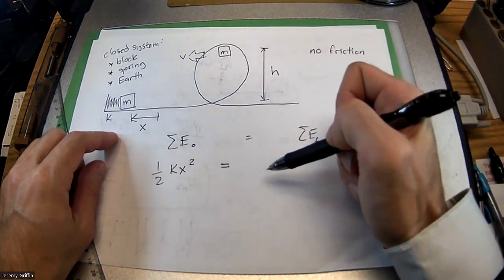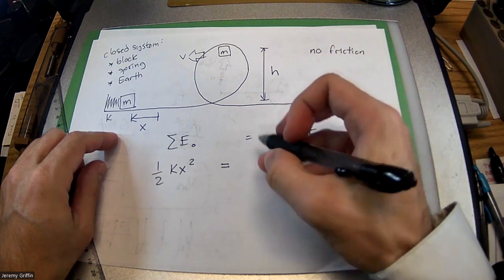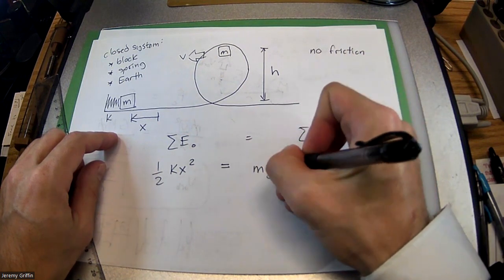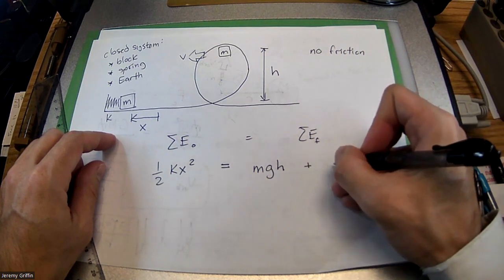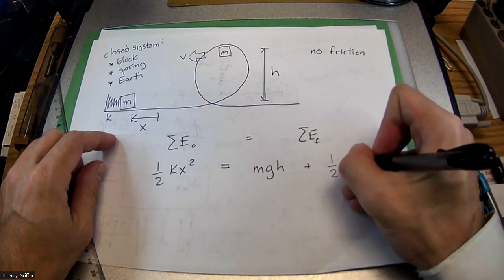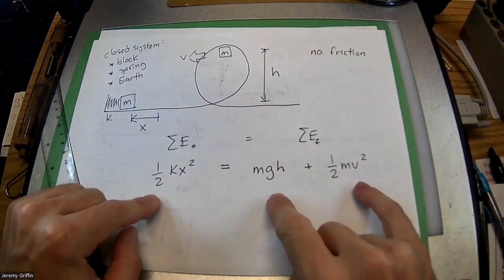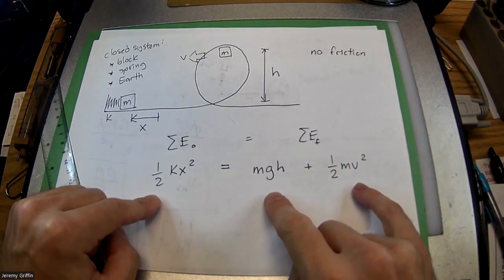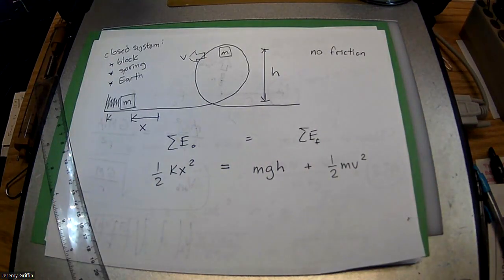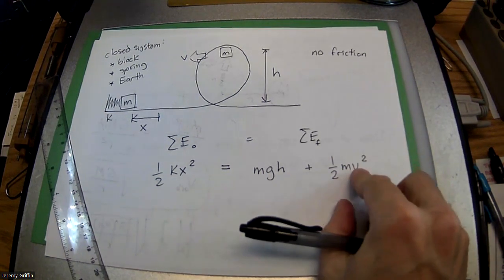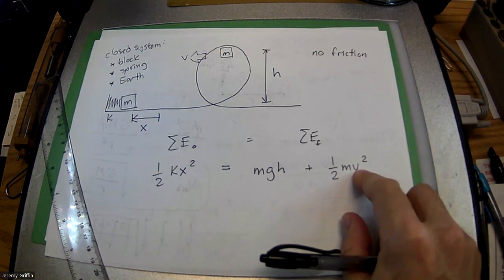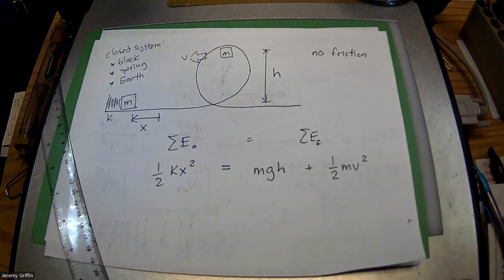Energy final. Where did the energy go to? I had to lift it that height, so mgh. And also, where else? Kinetic, there's your 1/2 mv squared. These are all energy terms. And there you go, there's your setup. If you know all these variables except for one, like v for speed, then you could solve for that. Are we good there?